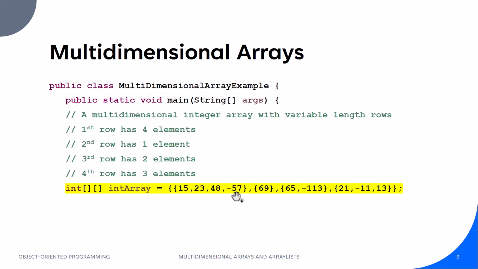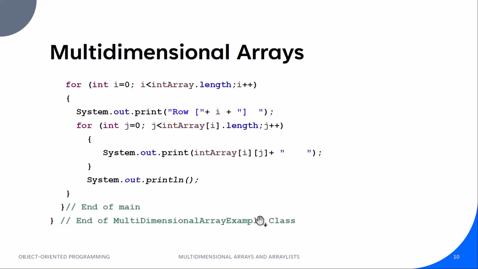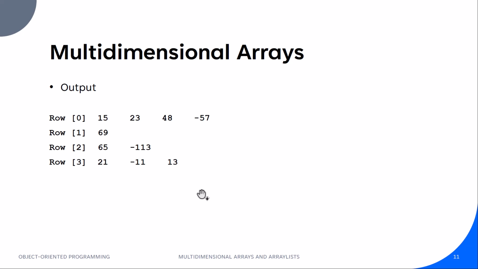The first row has 4 elements, the second row has only 1 element, the third row has 2 elements, and the fourth row has 3 elements. And with these 4 rows, we are assigning values to each element in the array. And here's the output for that piece of code. As we can see, rows have different number of elements.